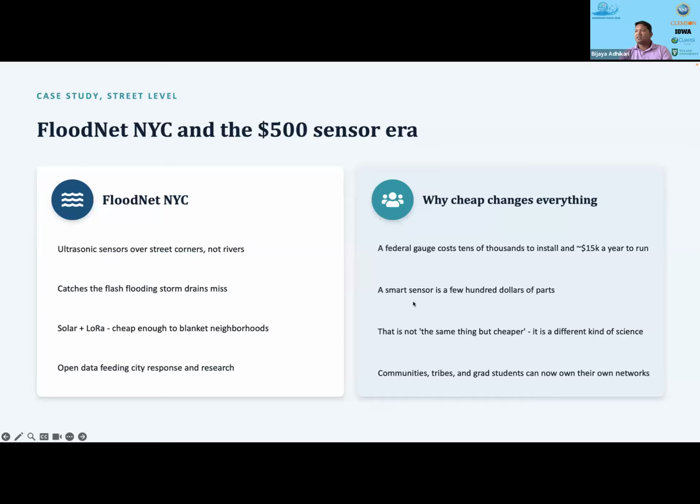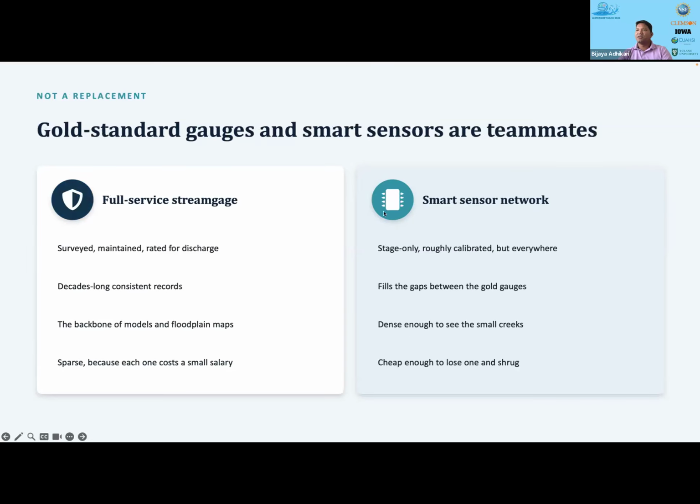But a smart sensor is a few hundreds of dollars of parts, right? So it's not the same thing but cheaper. It's a different thing. If you buy cheaper things, you are getting less powerful things. But oftentimes, it gives you an early warning system, especially if it's added on top of a system that already has the gold standard gauges.